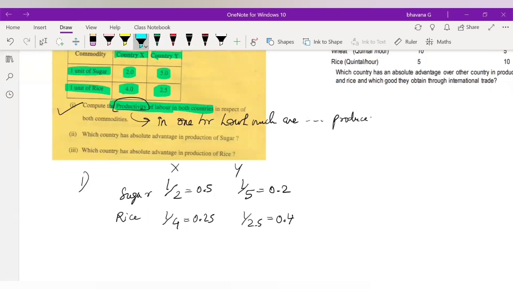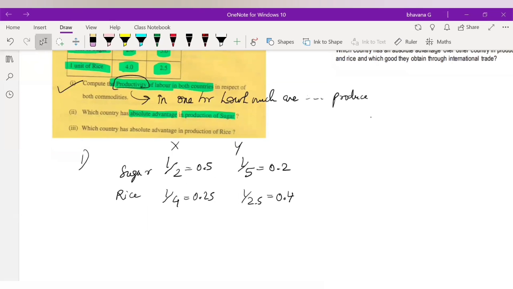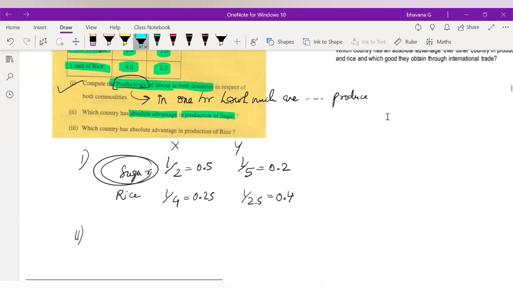So the second thing that they have asked us in the question is, which country has an absolute advantage in production of sugar? So now you have to see, by seeing this, which country do you think has an absolute advantage in sugar? You have to see the productivity of sugar. X's productivity is 0.5, whereas Y's productivity is 0.2. That means definitely the absolute advantage in the production of sugar is going to go to country X only, because its productivity is more.